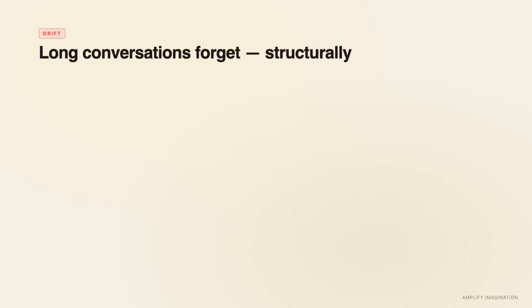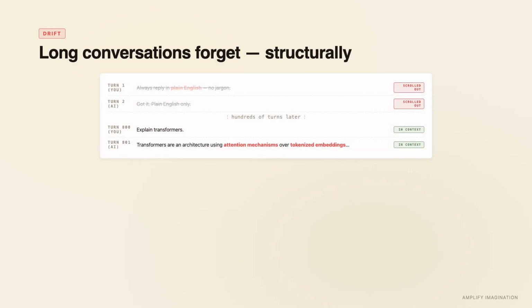3 practical consequences. First, long conversations drift. Once the early turns scroll out of context, the model can't refer to them. If you set up rules in turn 1, and your chat is hundreds of turns long, those rules may be gone by the time you ask.